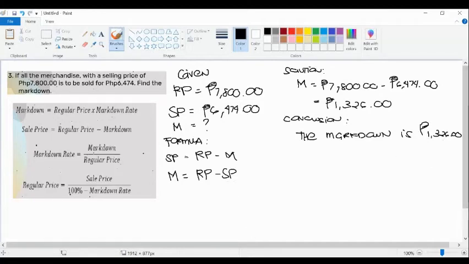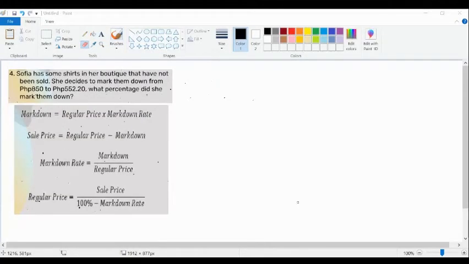So last, let's proceed with our example number 4. Sophia has some shirts in her boutique that have not been sold. She decided to mark them down from 850 pesos to 552 pesos and 20 cents. What percentage did she mark them down? So we have the given regular price, that is 850 pesos, and the sale price of 552 pesos and 20 cents. So we're looking for the markdown rate.